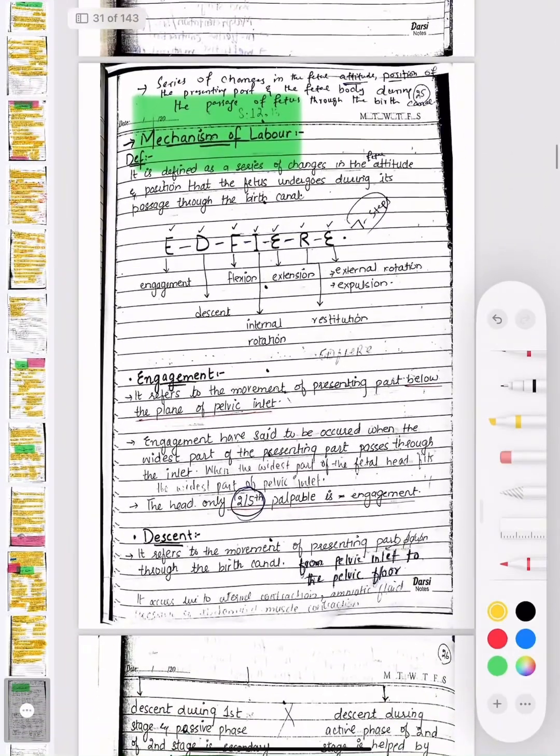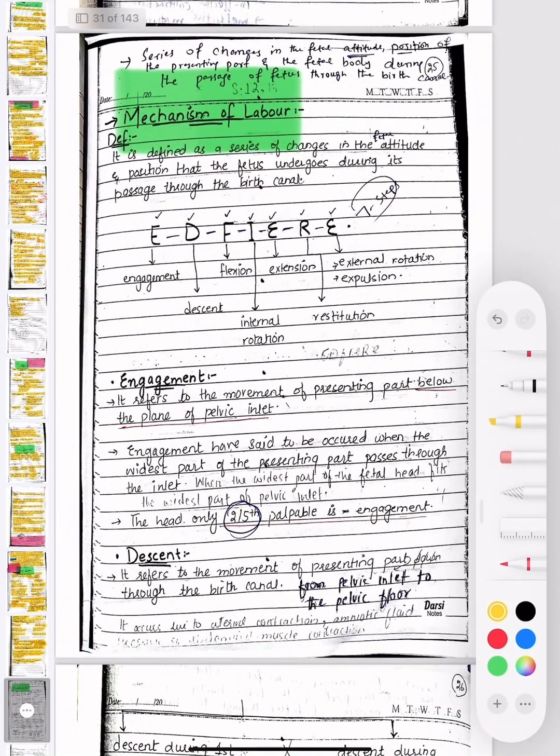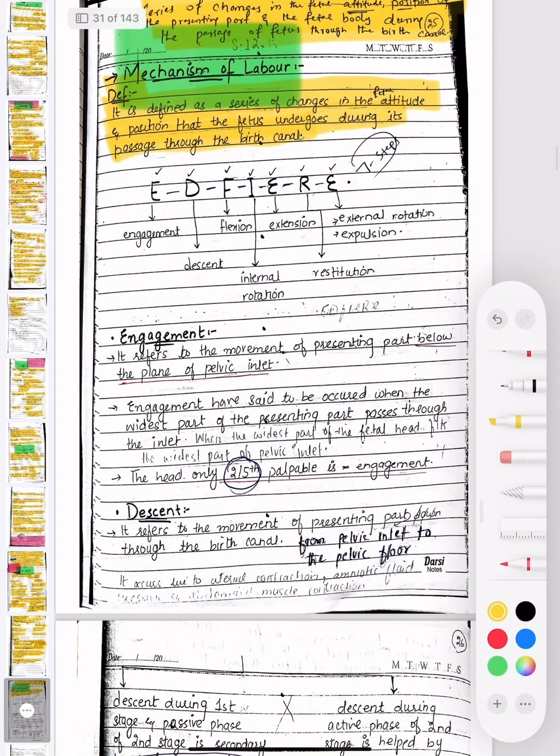Now coming towards the mechanism of labor. It is a series of changes in the fetal attitude, position of the presenting part, and the fetal body during the passage of the fetus through the birth canal. It is defined as a series of changes in the fetal attitude and position that the fetus undergoes in its passage through the birth canal. Now, there are 7 steps of the mechanism of labor. First of all, engagement occurs, then the descent, then the flexion, then the internal rotation, then the extension, then the restitution, and then the external rotation or expulsion.